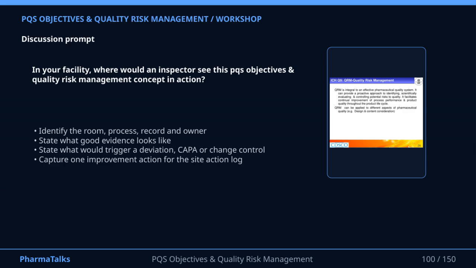This could be a specific room, a process, a record, or even linked to a particular owner. Next, think about what strong evidence would look like in that context. How would you demonstrate that these principles are effectively implemented?